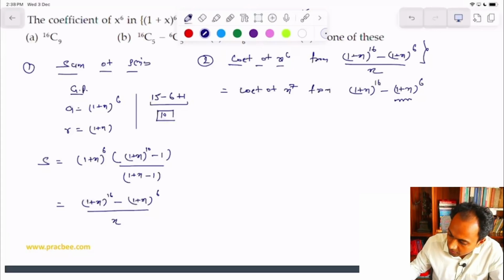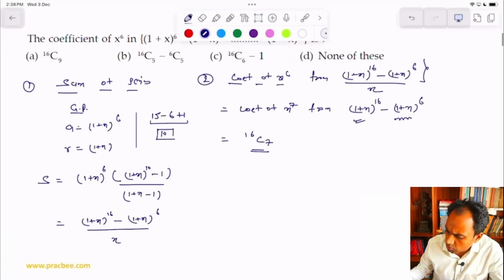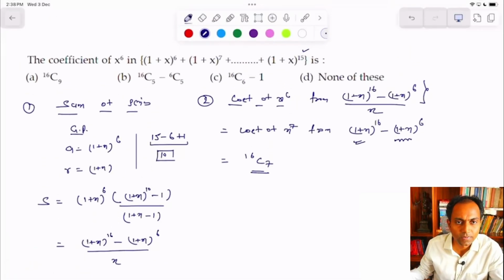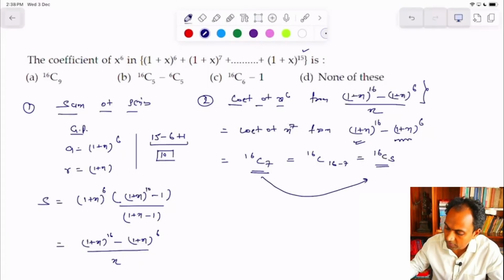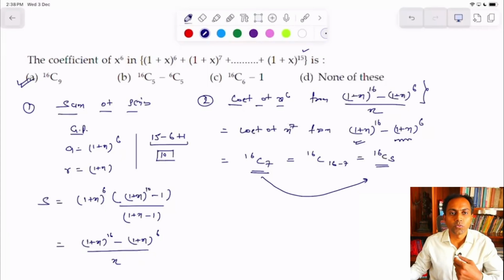So whatever answer we are going to get is from the first term only, and that will become 16C7. Now most of such questions will not directly give you the answer. They will always give you the answer in terms of nCn minus r. So the answer will become 16C(16 minus 7), that would be 16C9. This is what would be given in the options, that is option A. This is another way of doing the same question.